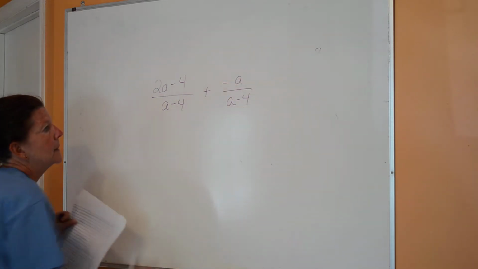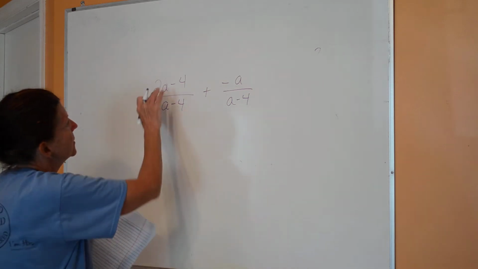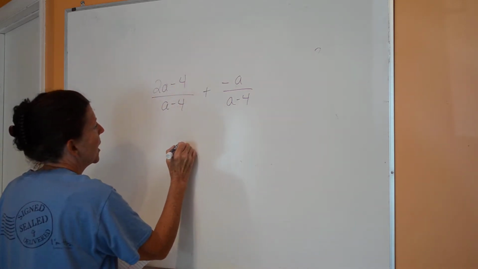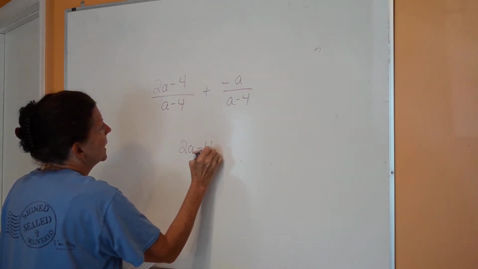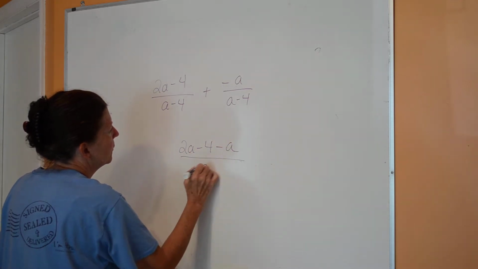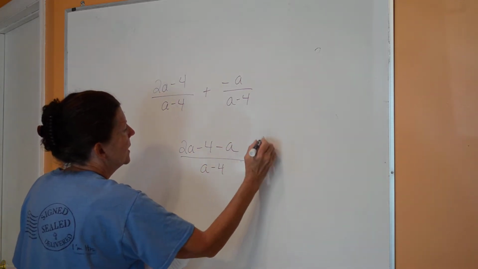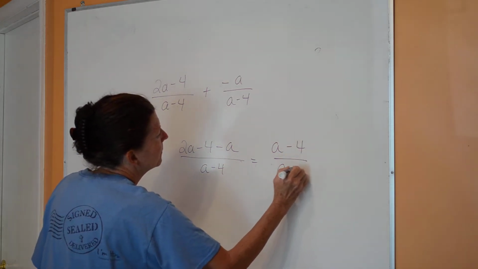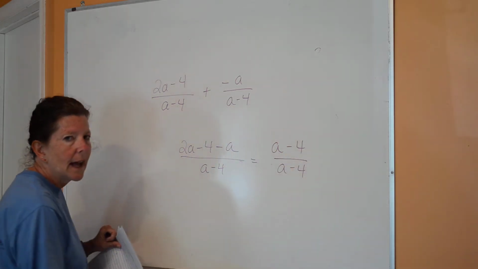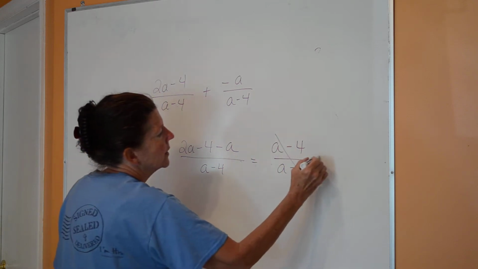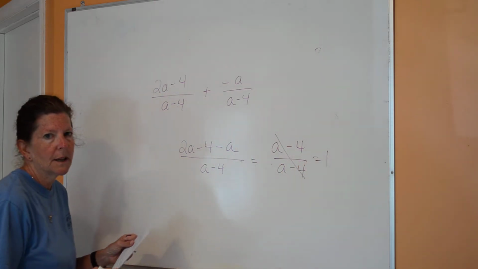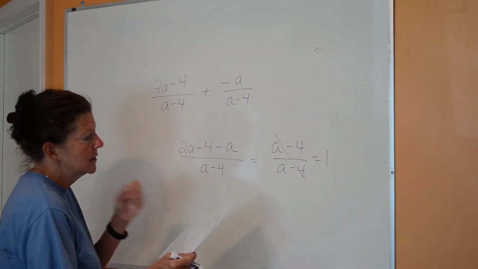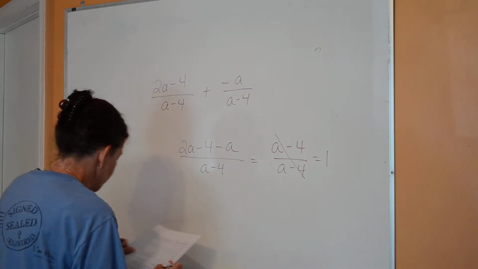Okay, see the denominator is a minus 4. So all I have to do is combine the top. So I have 2a minus 4 minus a over a minus 4. That gives me a minus 4 on the top, a minus 4 on the bottom. That does not equal 0. That equals 1 because they both can be divided by a minus 4. So that reduces down to 1.